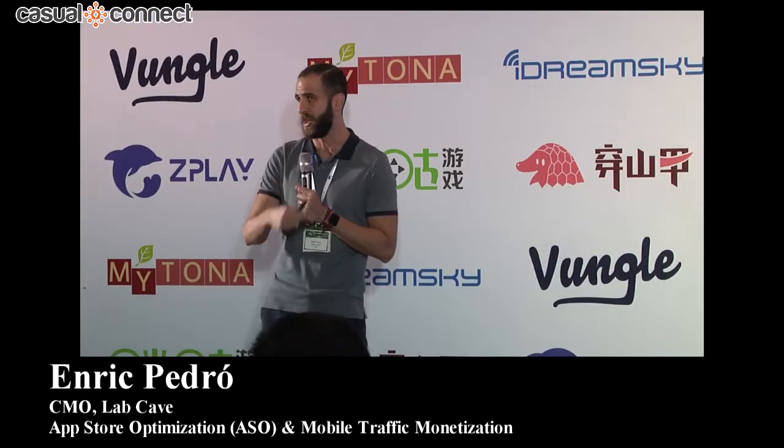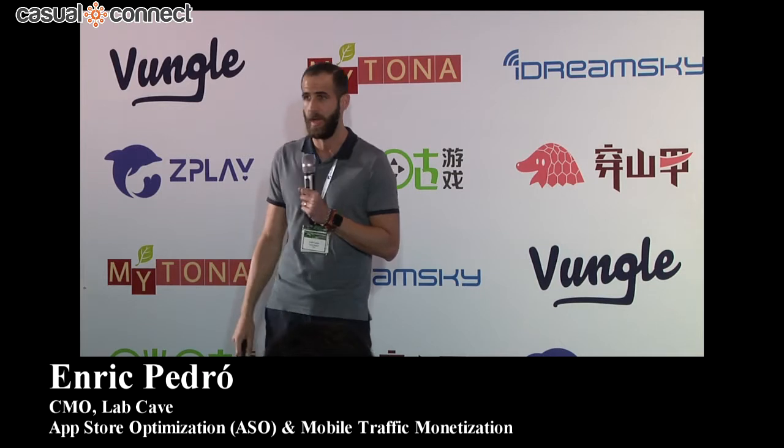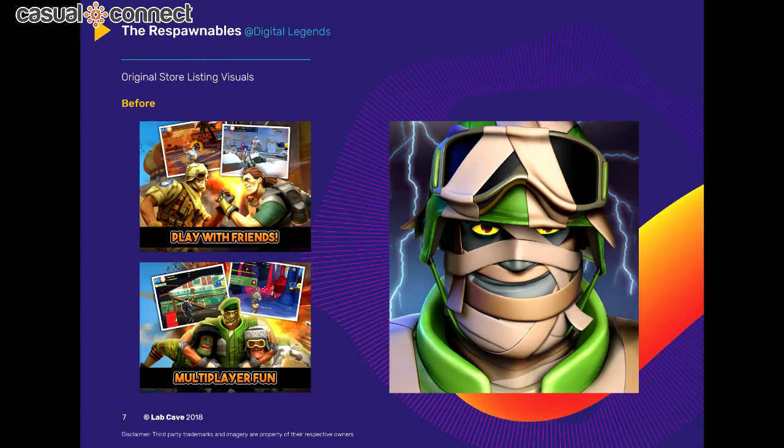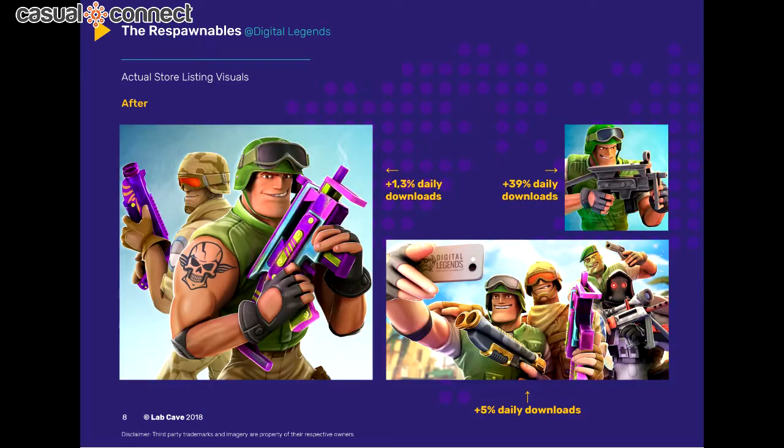It's another Spanish game developer, Digital Legends. Their game is The Respawnables. So when we started working with them, these were the screens and the icons that they had. It's nothing too bad, nothing outrageous. But the truth is that after a few iterations, we got these.